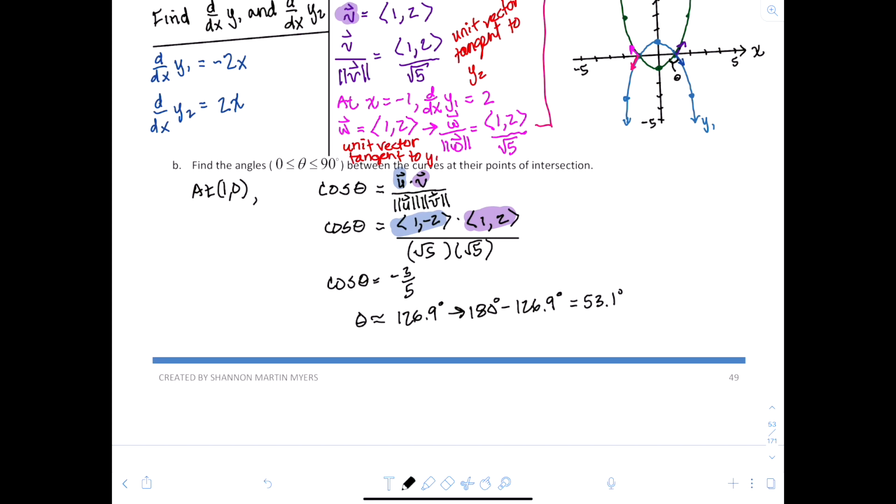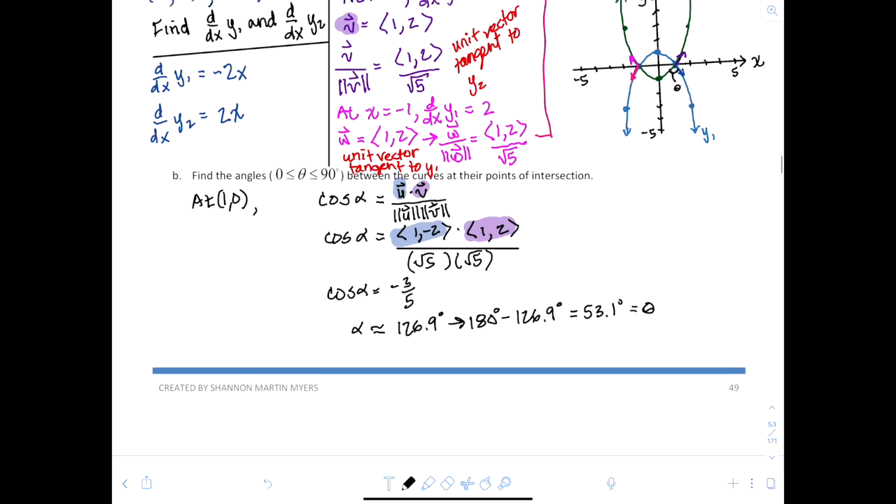Cool? So I guess you could have put cosine alpha initially. That might have been more proper. And then found, since it was negative, you would find alpha, and then this one would be your theta. Groovy? Okay. So anyway, that's what we did.